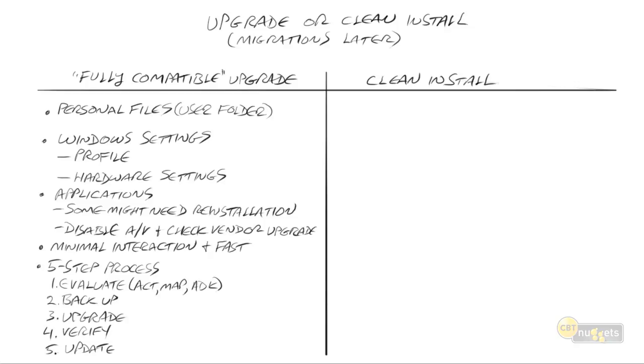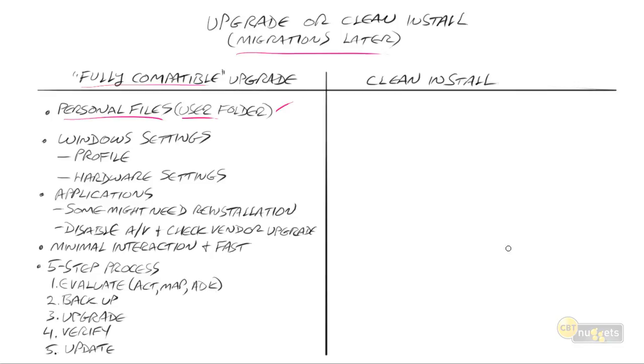Now, the next question to address is whether or not we're going to have an upgrade or a clean install. So again, we're going to talk about migrations a little bit later on, probably in the next nugget. But for a fully compatible upgrade, and by that I mean there's no compatibility issues, you've run some of the tools that I'll talk about, and none of them show any problems with your drivers or your applications or any backwards compatibility issues. If it's a pretty good upgrade or fully compatible, then it's going to upgrade your personal files. It doesn't actually upgrade the files themselves. It just keeps them. And it's going to particularly keep anything that's in the user folder.